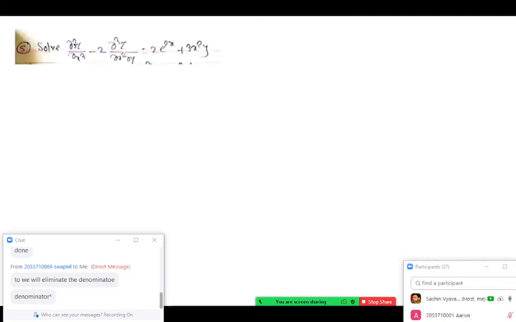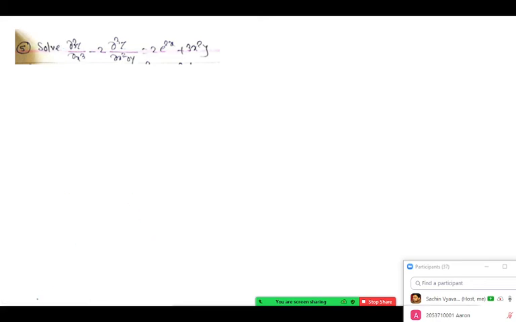One last question on this method. I will read the question. Solve del cube z by del x cube minus 2 times del cube z by del x square del y is equal to 2 times e raised to 2x plus 3 times x square y. Again, I want step one first at least. You should find the roots of the auxiliary equation and tell me, and then you can tell me the complementary function also.